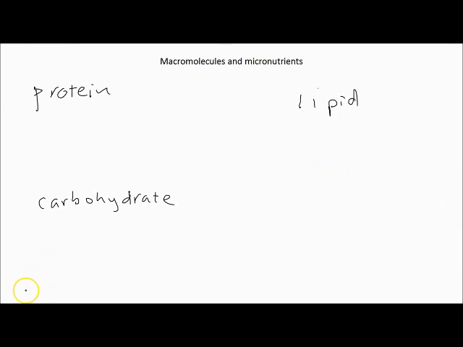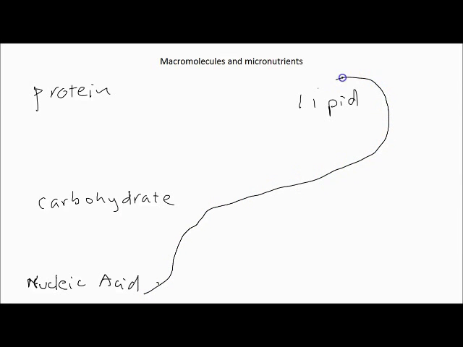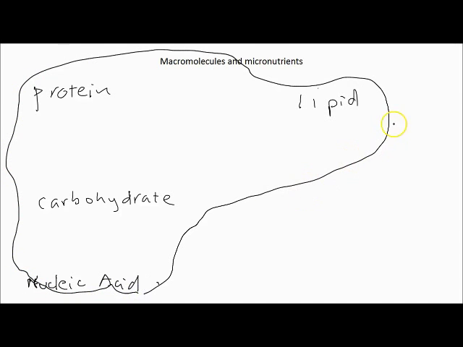Now if you're in IB chemistry, then you don't need to know about nucleic acid. But I'm just going to write it in here in case you're in biology, then you do need to know nucleic acid. So these are the 4 macromolecules. Now, there are also micronutrients that you need to have in order to live, really.